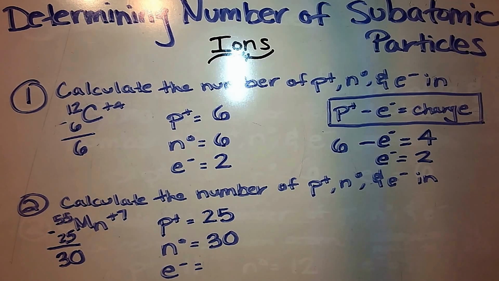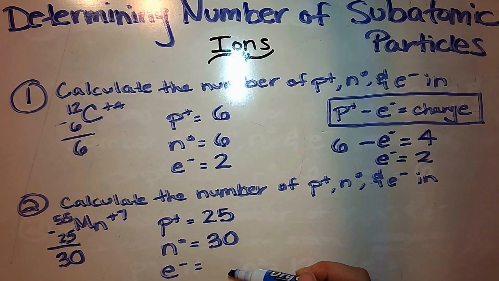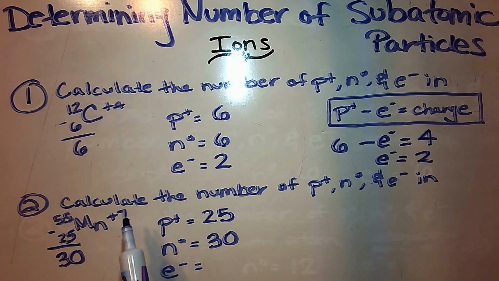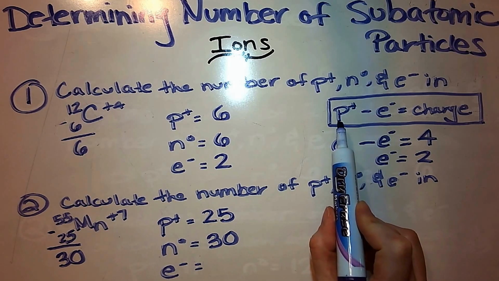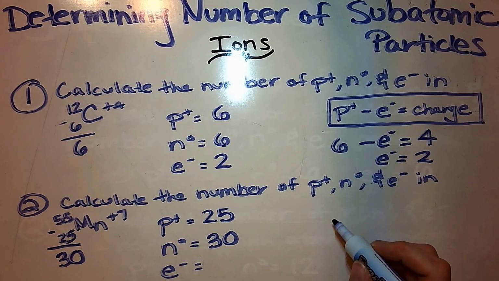Now for my number of electrons. Had my atom been neutral, I should have had 25 protons and 25 electrons. That way they balanced out to where my charge was just a 0. However, I have a charge of +7. So I'm going to use this equation, plug in, and solve for what I don't know yet.